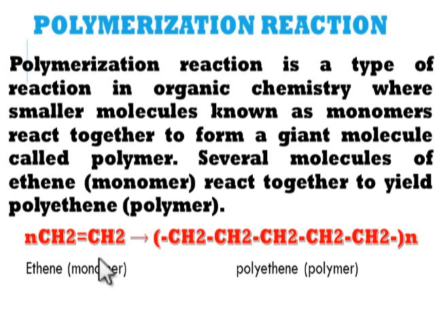So you can see it here. And here identify several molecules of ethene, CH2 double bond CH2, to form this chain you are seeing here. So this is what we call a polymer. So that is the reaction ethene undergoes.